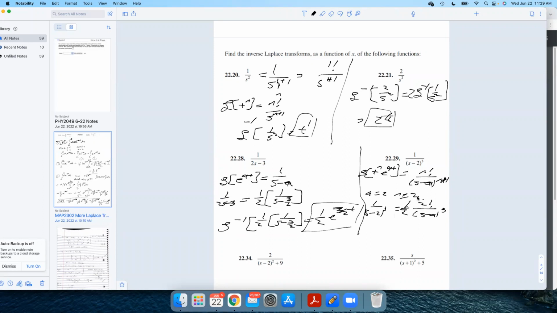The Laplace transform is linear, so this 1/2 now is going to come along for the ride. So when I do the inverse Laplace transform of stuff, I don't have space to write it, I'm going to get a 1/2 t to the n e to the at.